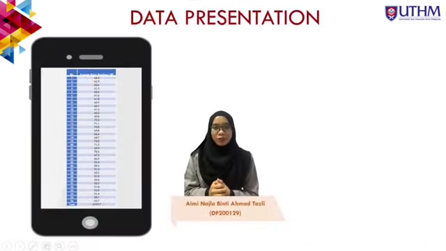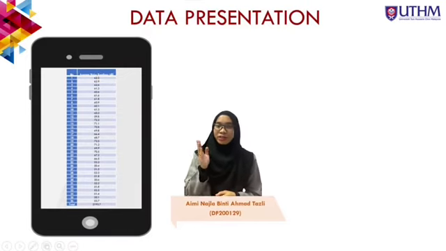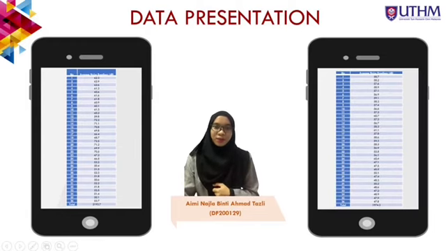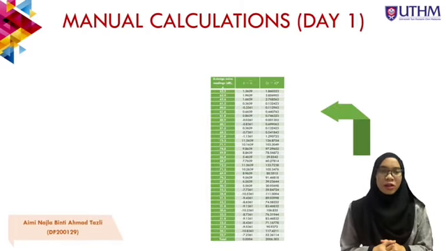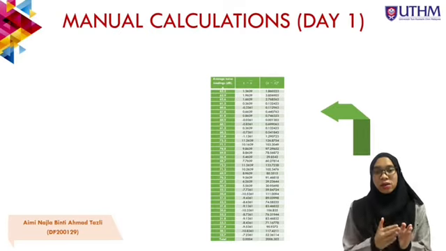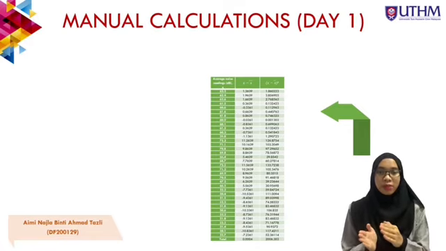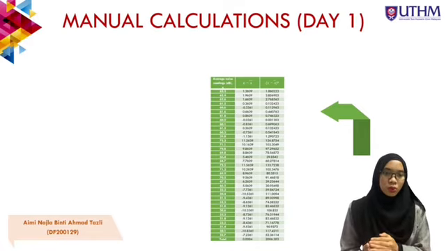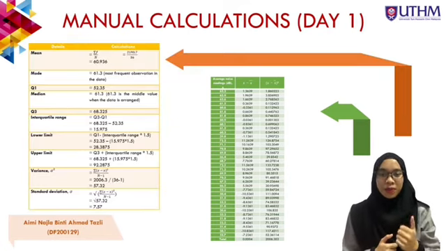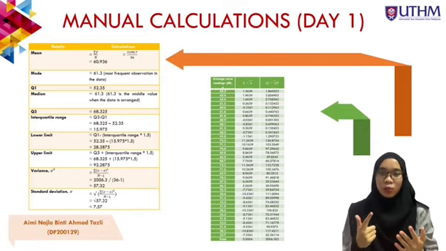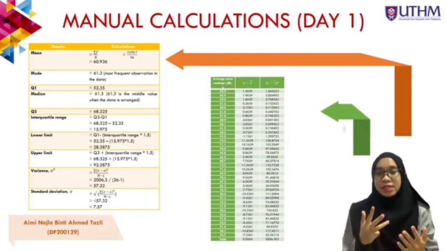Now we proceed with the calculation for chapter 1. On the right is the data for day 1, while on the left is the data for day 2. These are the manual calculations for day 1. Firstly, we need to calculate x minus x bar, and then we square the values. Lastly, we get the sum of x minus x bar squared as 2006.303. Next, we calculate mean, mode, Q1, median, Q3, interquartile range, lower limit, upper limit, variance and standard deviation.